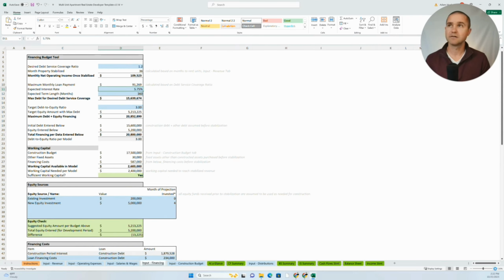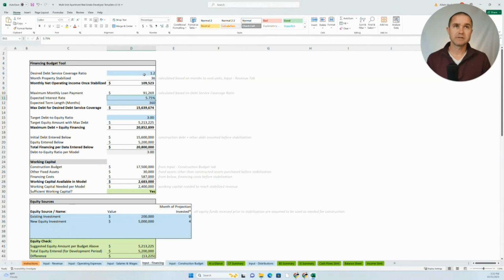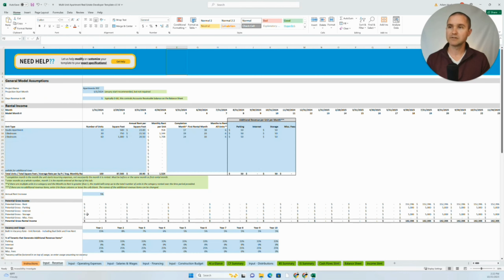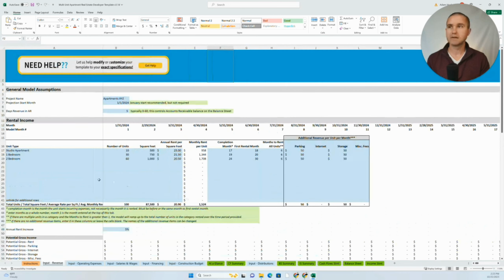We call this our financing budget tool, and it allows you to put in some parameters. So let's say your lender says your desired debt service coverage ratio is 1.2. And here we can see, based on this deal, that we think our monthly net operating income, once the property is stabilized, is going to be $109,000. And that's based on what we entered in this input revenue and operating expense tab. You'll need to put in things like your unit mix. So we've got 10 studio apartments, 31-bedrooms, and 62-bedroom units in this proposed property.